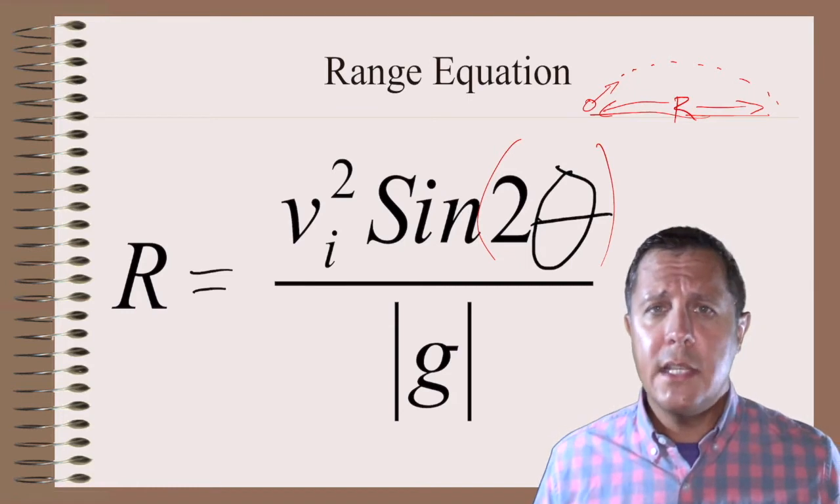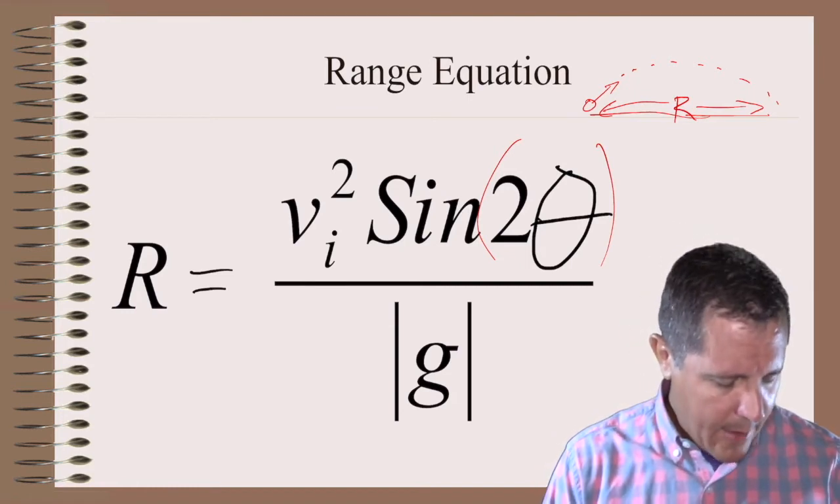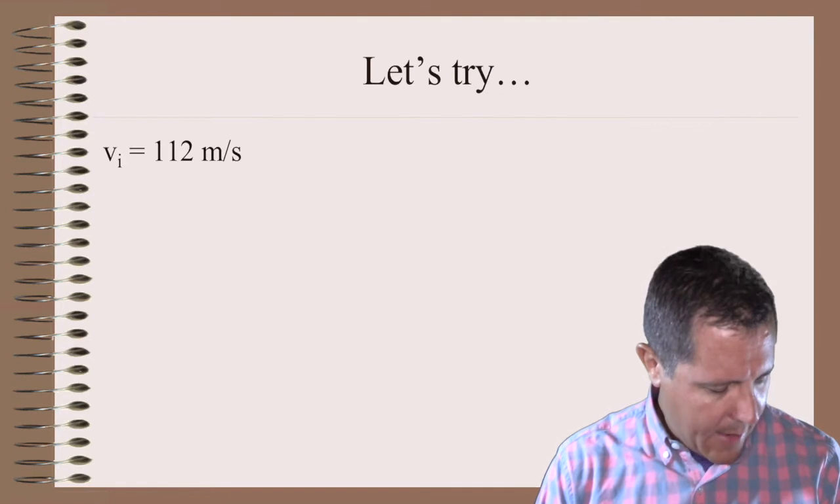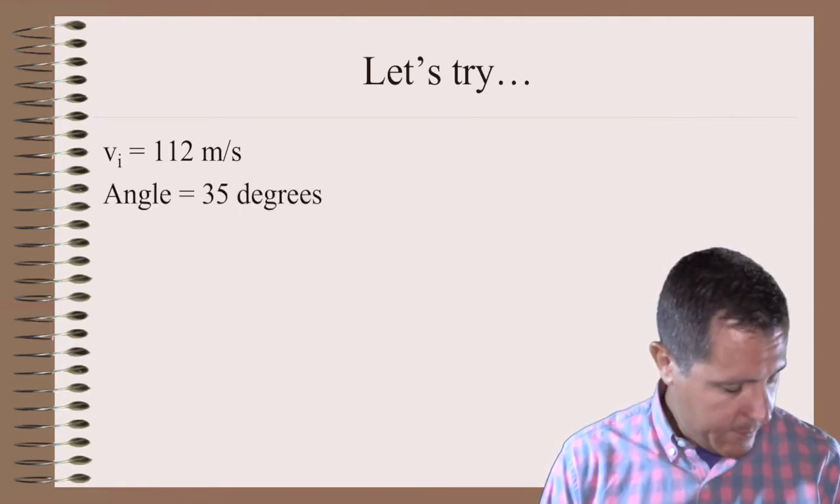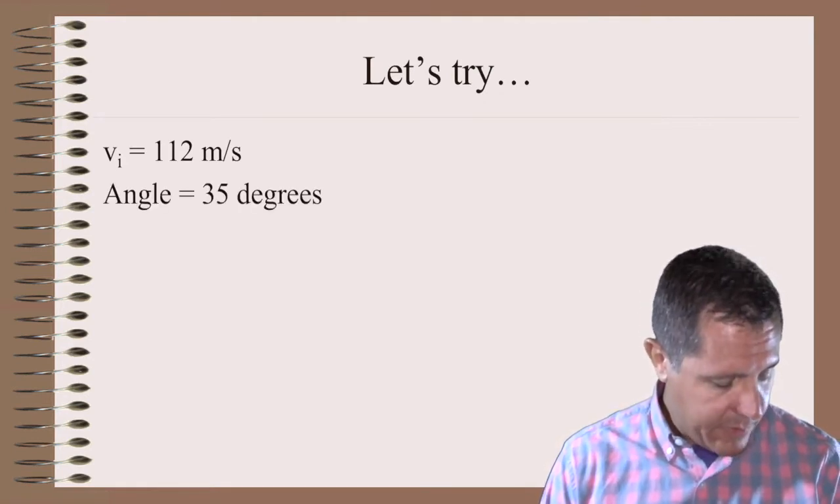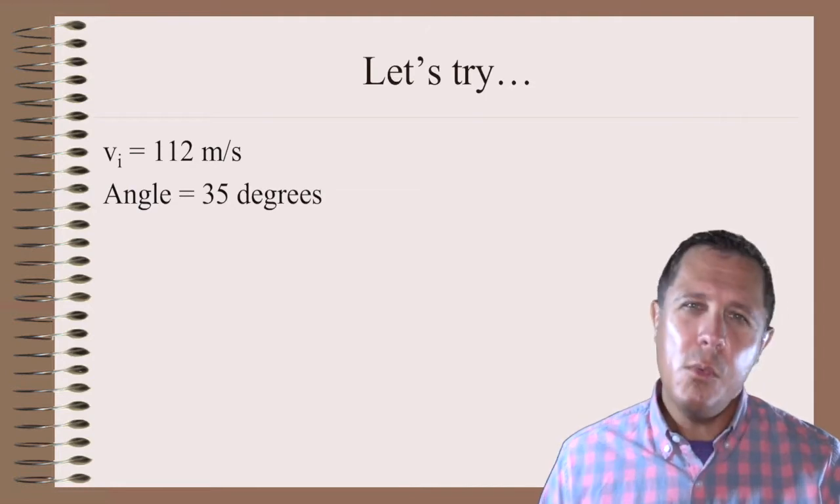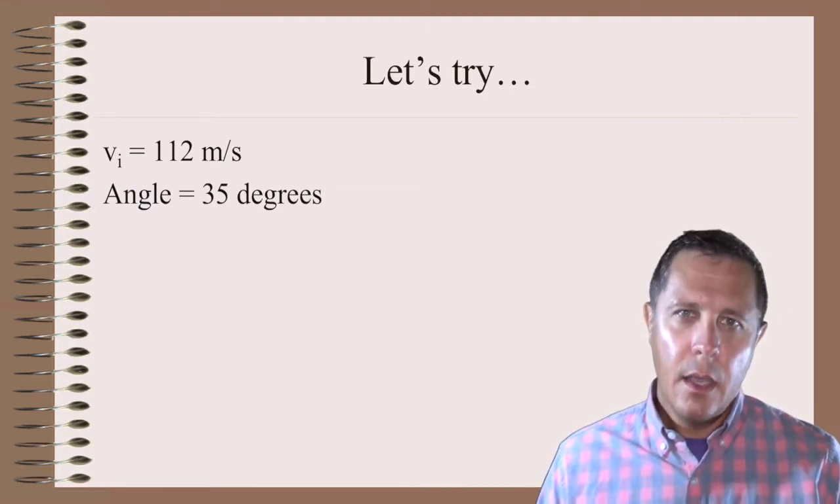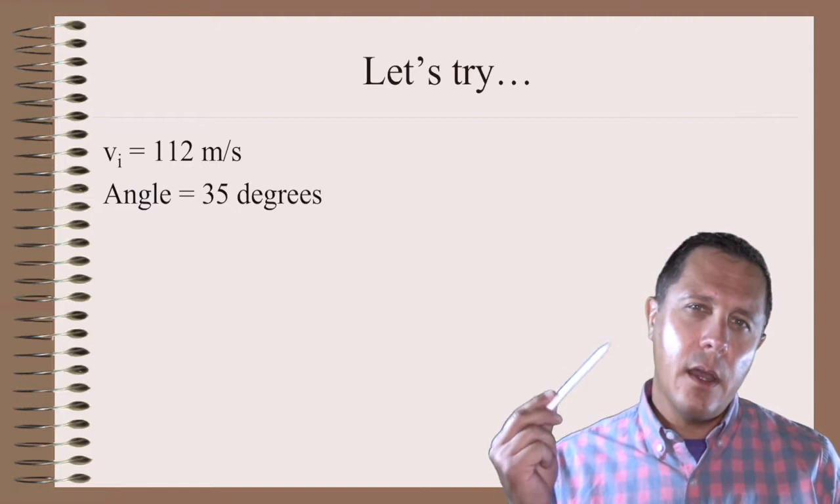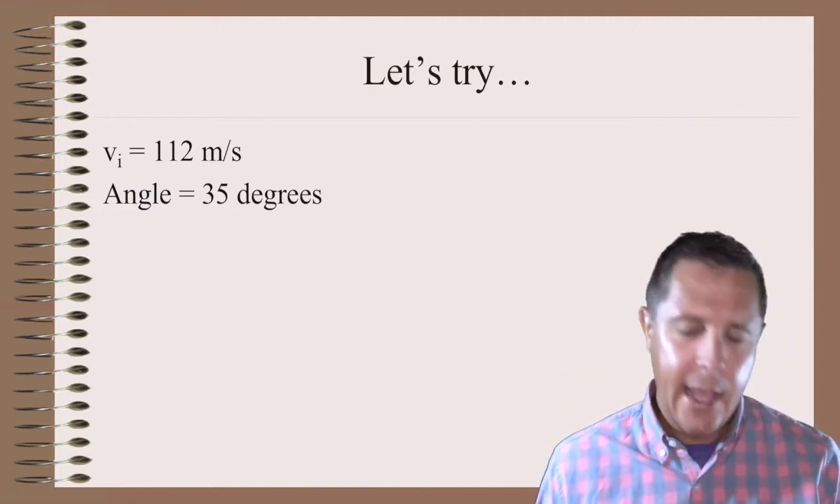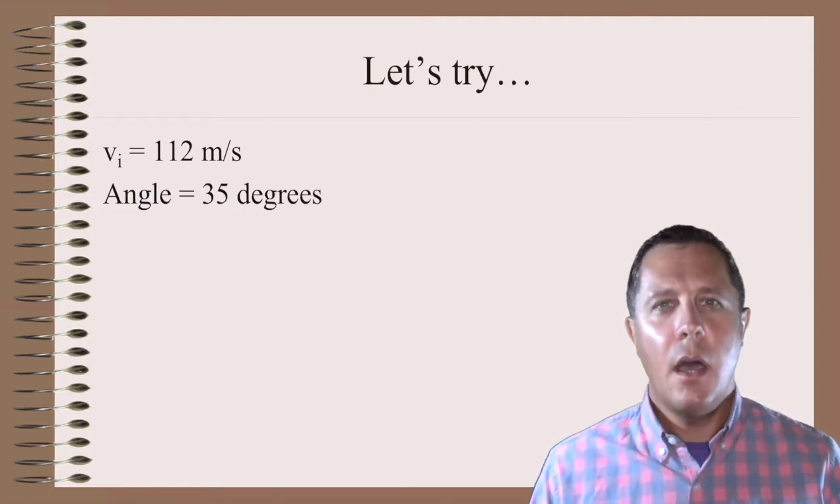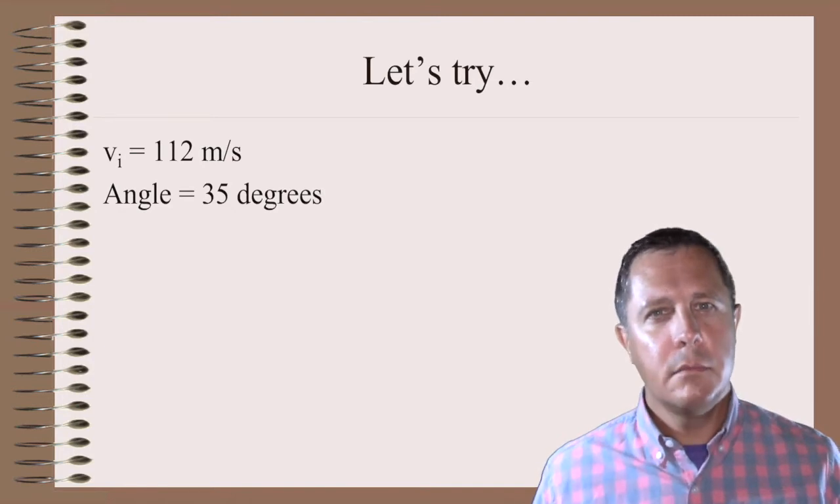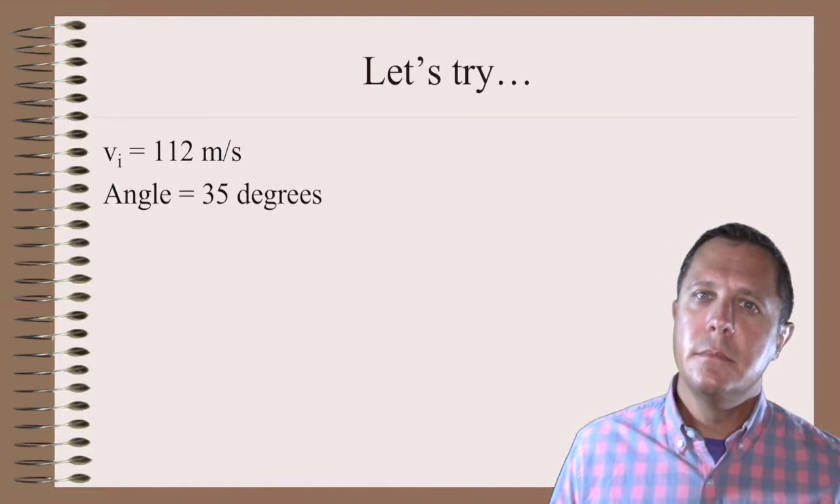All right, let's give it a shot. Let's try this equation here. Let's say as an example, I have an initial velocity of 112 and an angle of 35 degrees. What would the range be for something that's fired at 112 meters per second and at an angle of 35 degrees? I'll pause it here and let you try. What did you get? Well, let's see.